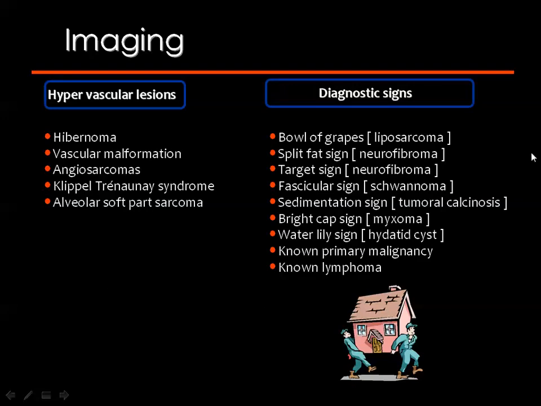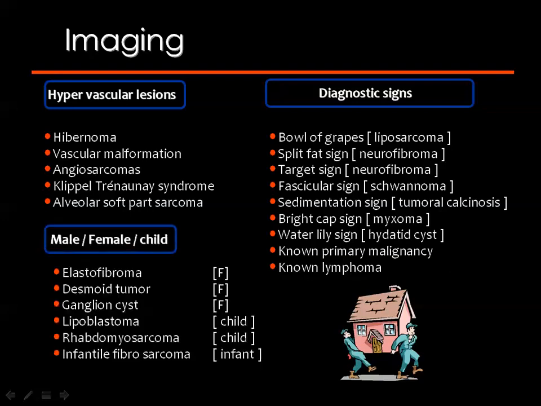Lesions with diagnostic signs: bowl of grapes sign in liposarcoma, all these signs I have mentioned before, split fat sign in neurofibroma, target sign in neurofibroma, fascicular sign in schwannoma, sedimentation sign in tumoral calcinosis, bright cap sign in intramuscular myxoma, water lily sign in hydatid cyst, known primary malignancy in soft tissue metastasis, known lymphoma in soft tissue lymphoma.